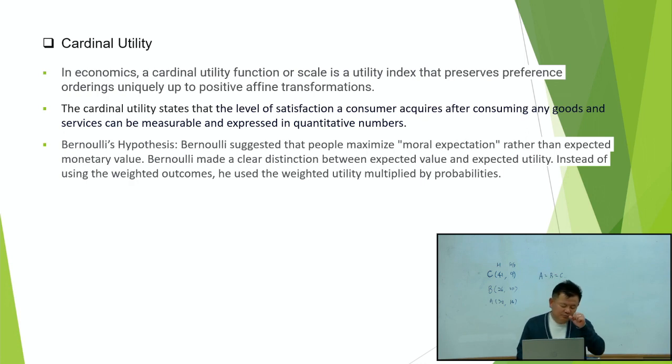So what is the difference between expected value and expected utility? Instead of using the weighted outcomes, he used the weighted utility multiplied by probability. Bernoulli is using the probability. Okay.